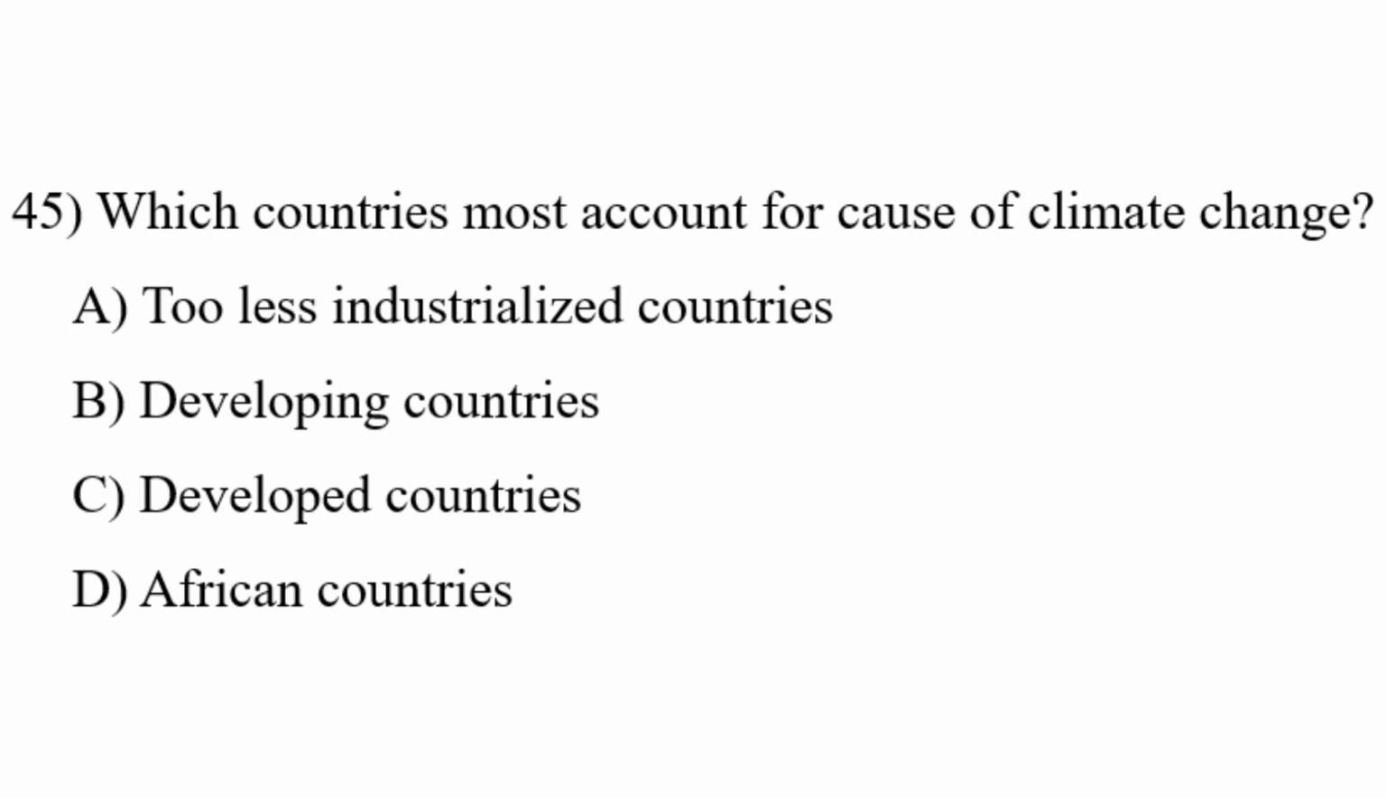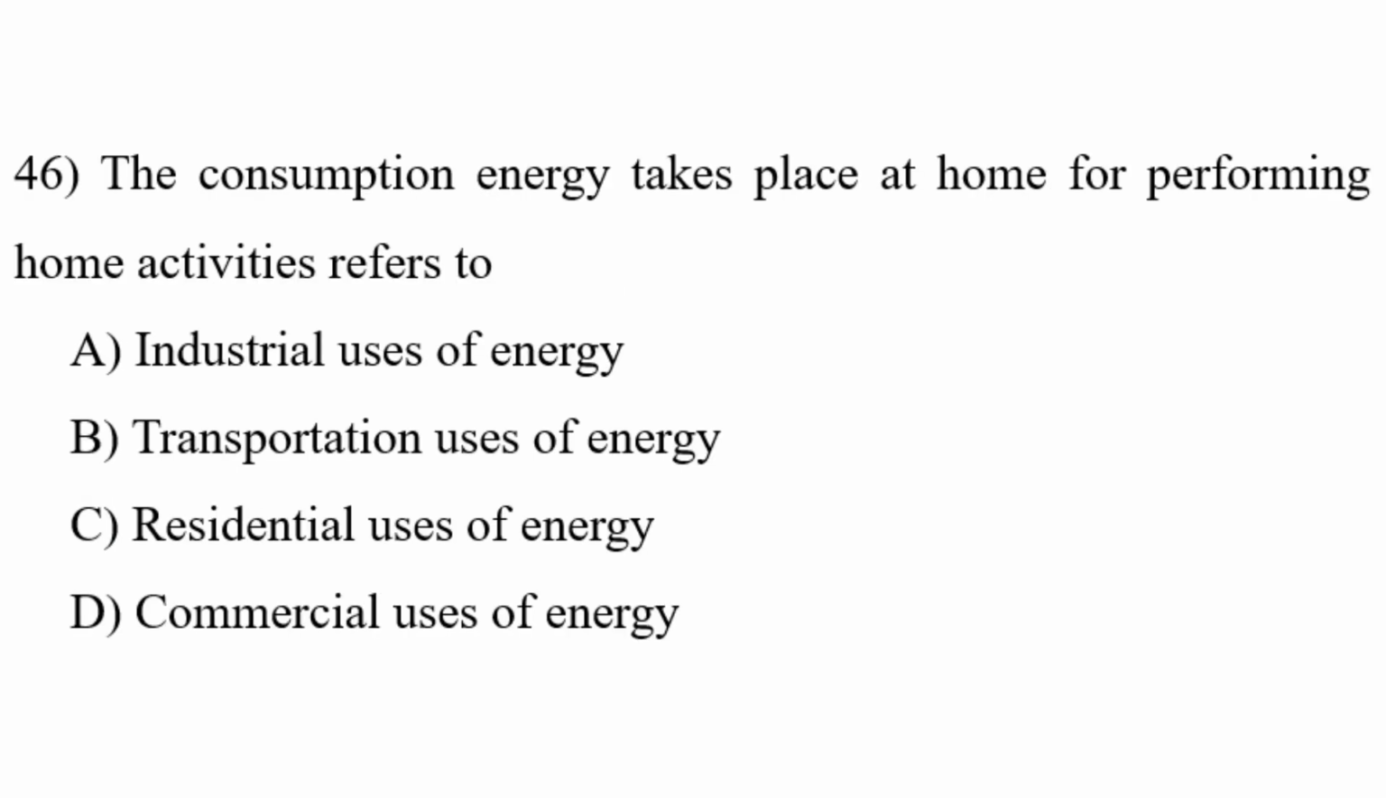A. Less industrialized countries. B. Developing countries. C. Developed countries. D. African countries. Answer: C. Developed countries. 46. The consumption of energy that takes place at home for performing home activities refers to A.